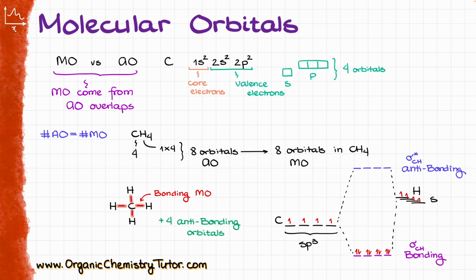Another thing to keep in mind is that your bonding orbitals are always going to be lower in energy than the atomic orbital energy for the atoms that you're using to make those bonds, while the anti-bonding orbitals are always going to be higher than the energy level of the atomic orbitals that are making those.